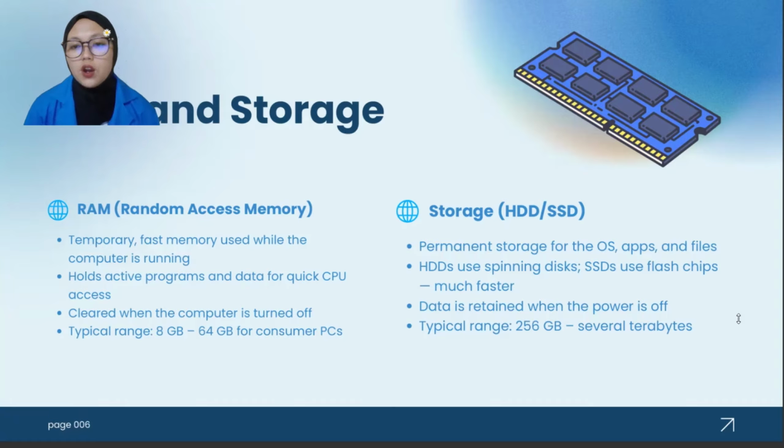Storage, HDD or SSD. Permanent storage for the OS, apps, and files. HDDs use spinning disks. SSDs use flash chips and are much faster. Number 3, data is retained when the power is off. Number 4, typical range, 256 GB to several terabytes.